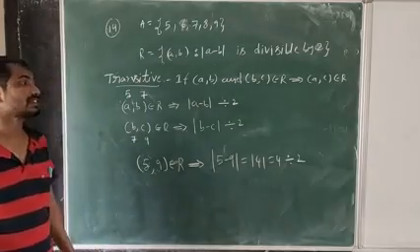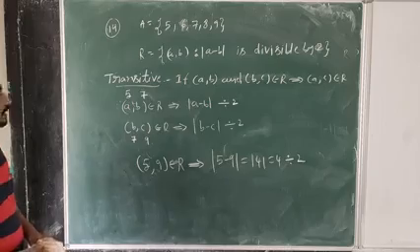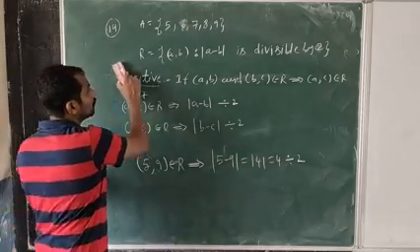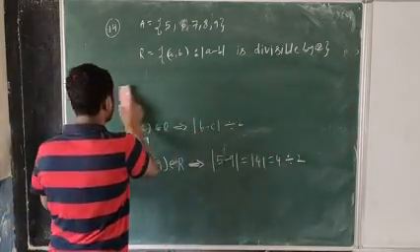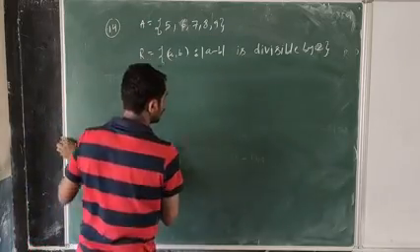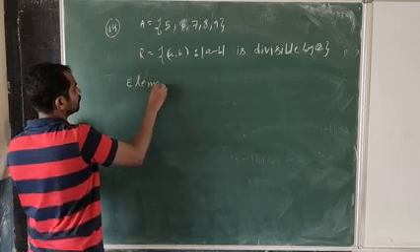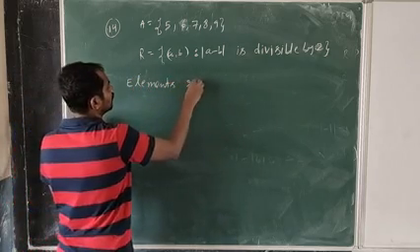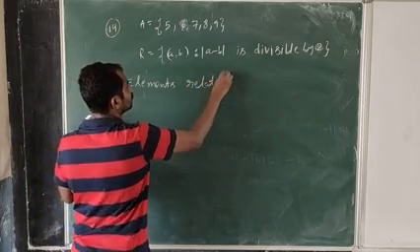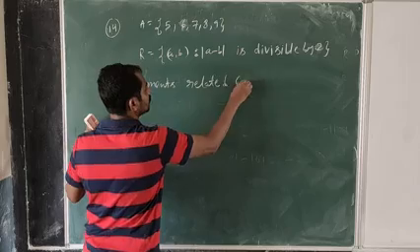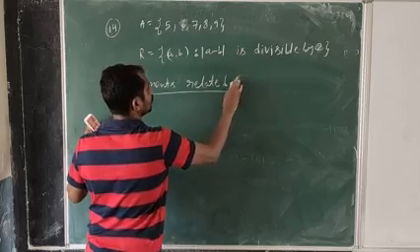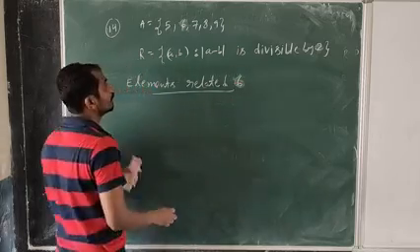Therefore we can say that it is an equivalence relation. But they are asking to find out all the elements related to 6. All the elements related to 6. Now see, related to 6.